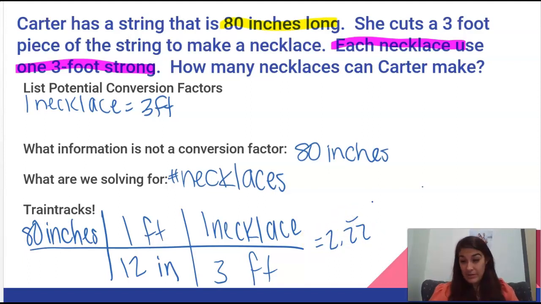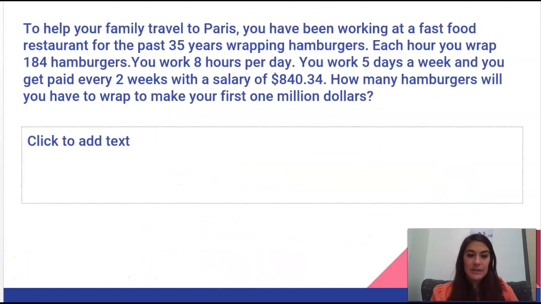So now let's do some logic, right? We've got to think. The question said, how many necklaces can Carter make? Well, we've got 2.22 worth of string. So that's not 2, that's not 3. It's not enough for 3. There's just a little left over from 2. So total 2 necklaces. Right? We can't use that extra 0.22.